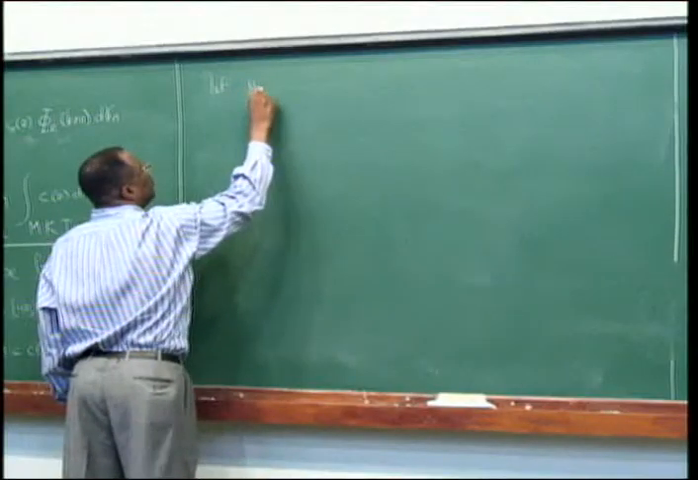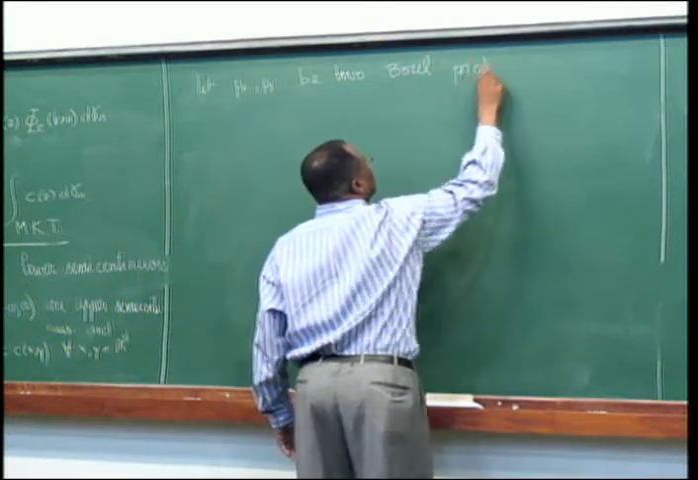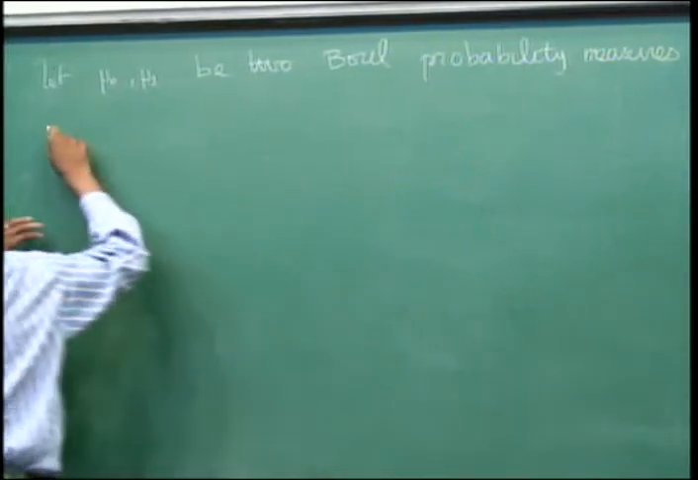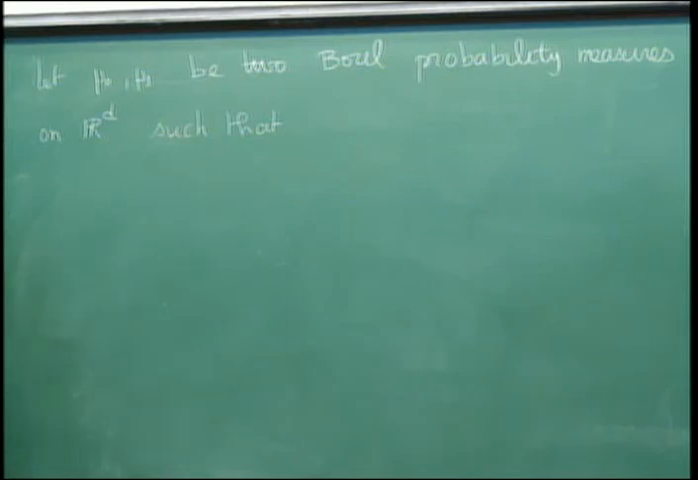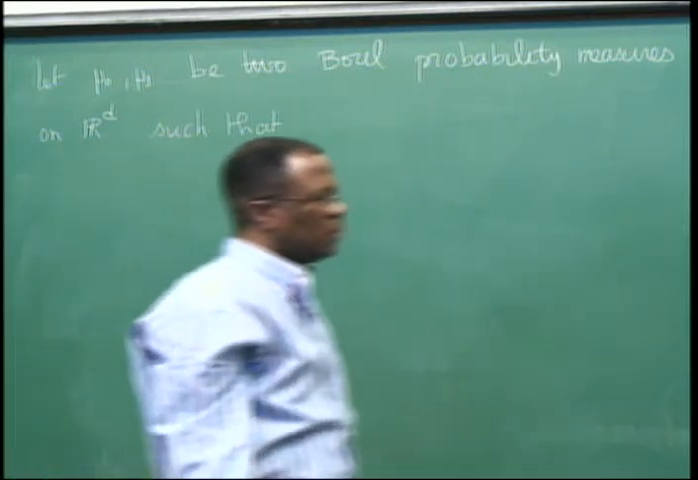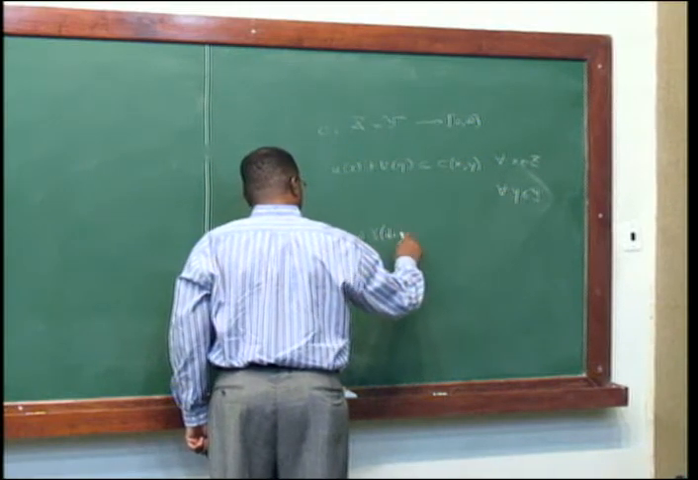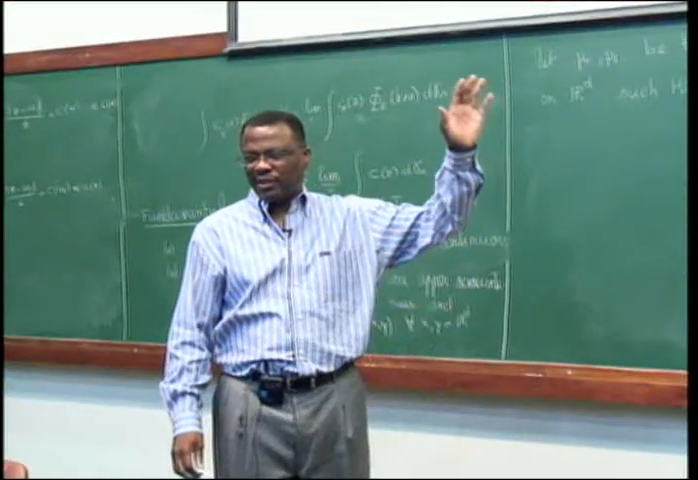Let mu naught, mu1 be two Borel probability measures on R^d such that, when I write the integral of C of x, y gamma d x, d y, this is the functional I want to minimize. And I want to exclude the case where the functional is identically plus infinity. So I want to impose some condition on mu naught and mu1 which is going to guarantee that. And I'm imposing a too strong condition.